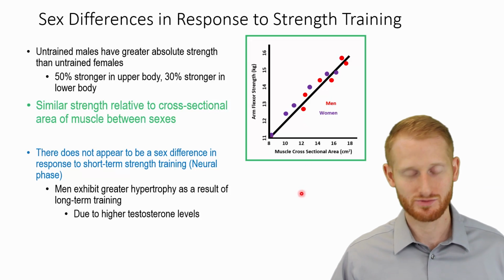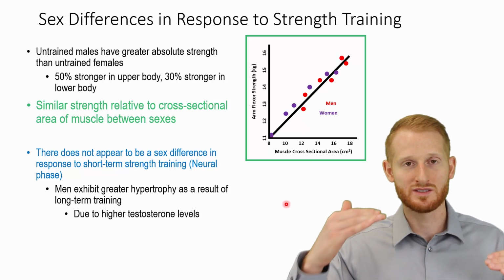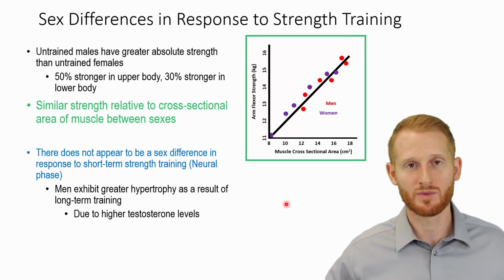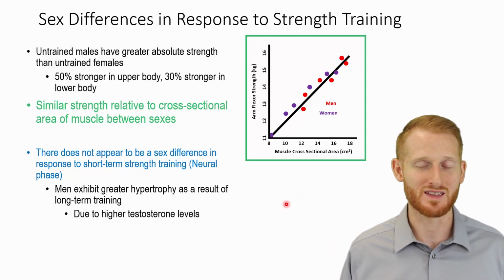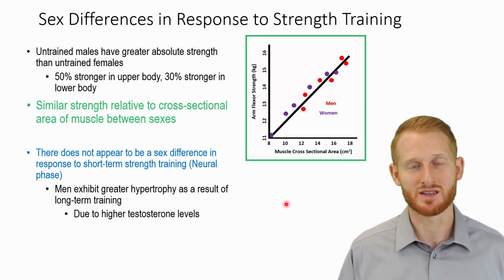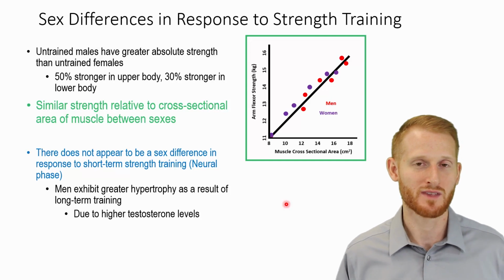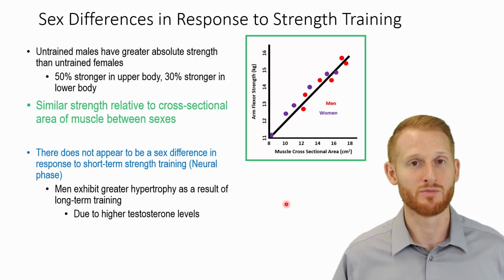Now, if we look at training adaptation, eventually, if you have two people, one's a man, one's a woman, and you train them for a really long period of time, eventually the man probably is going to become stronger than the female. The reason for this being, again, testosterone. Men have a lot of testosterone, women don't, and testosterone helps promote muscle growth.